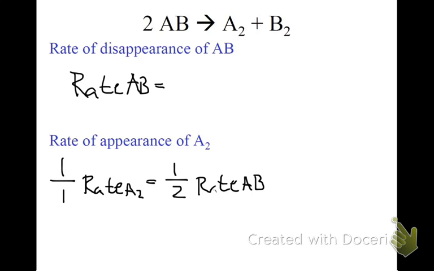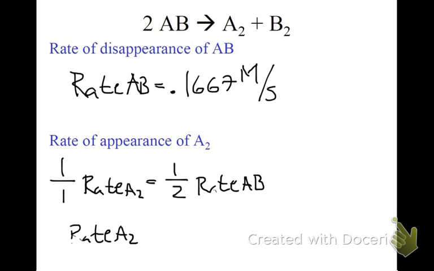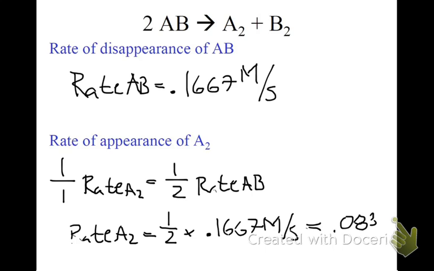So if we figured out up here the rate of AB, and we knew that it was 0.1667 molarity per second, we could figure out the rate of A2 because it would be 1/2 times 0.1667 molarity per second. And that means it would be 0.08335 molarity per second. Sorry, I'm having a lot of trouble with this pen down at the bottom of my screen, but that's 0.08335 molarity per second. So just a little bit more accurate number.